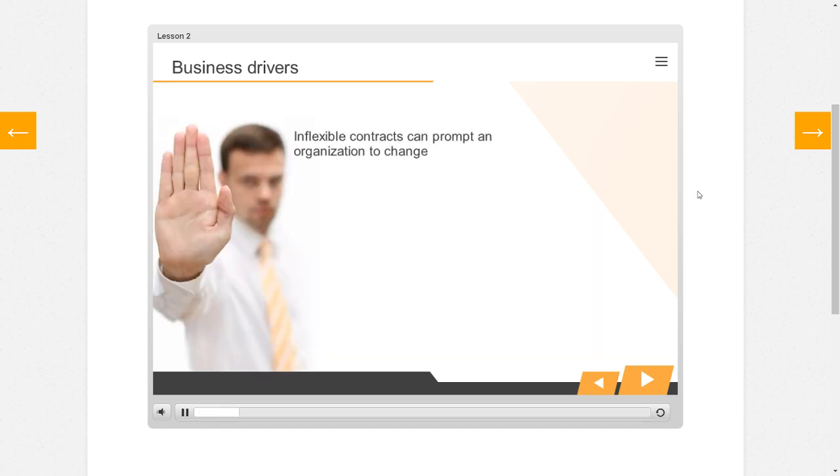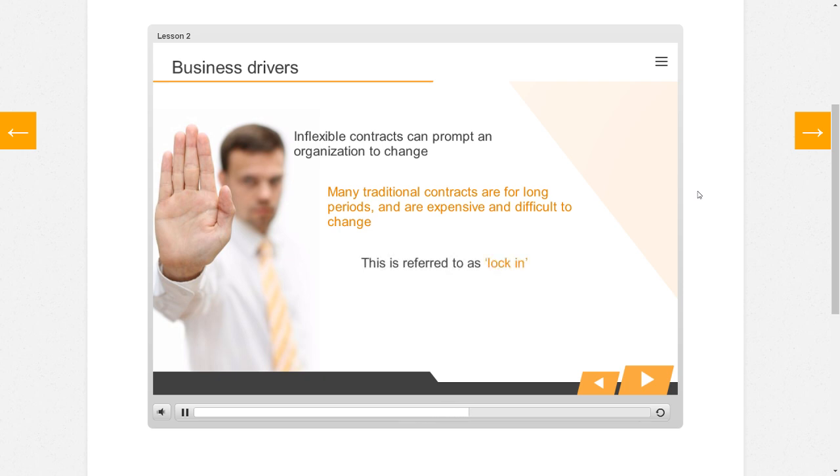Inflexible contracts can be a driver that prompts an organization to change. Many traditional outsourced contracts are for long periods, are expensive to change, and don't allow the level of demand from the customer organization to grow or shrink. This is referred to as lock-in, when it's hard for the customer to change and can lead to frustration. In a SIAM ecosystem, contracts are usually drafted to be shorter, more flexible, and to require service providers to work collaboratively.